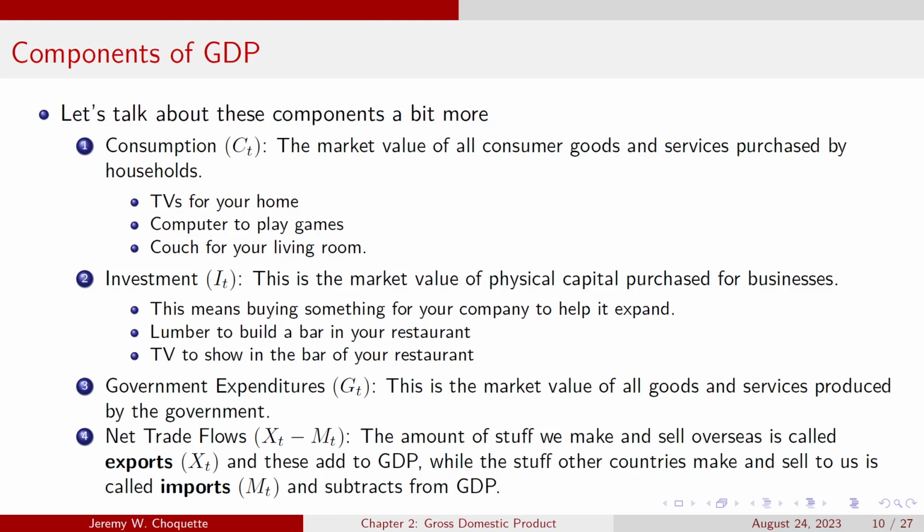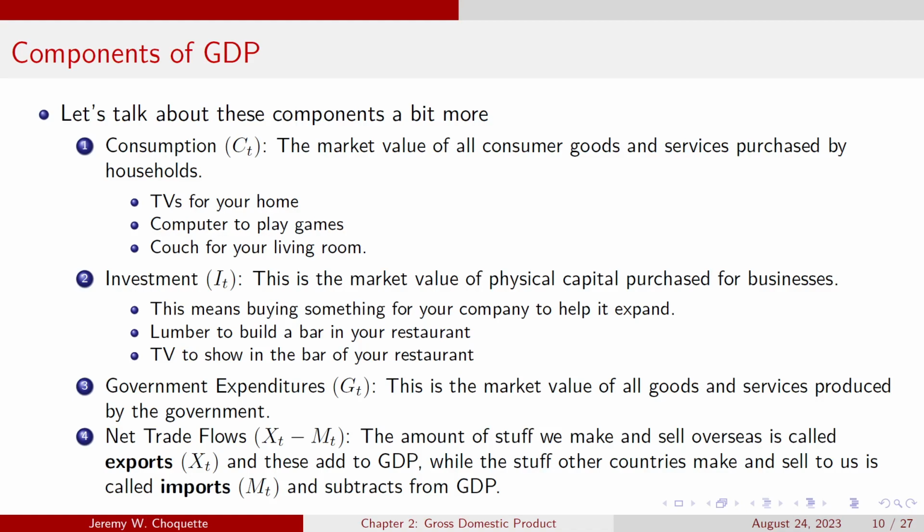Now, I do want to make it very clear. When you hear about investing in the stock market and all that stuff, that is not investment, right? Investment is firms purchasing or borrowing capital for the expansion of their business. So if you go out and buy stocks, right, that's not going to count as investment in GDP. Just wanted to make sure that caveat was taken care of. So the next thing that we got, government expenditures. This is the market value of all goods and services produced by the government. So whenever the government wants to buy stuff, that counts as government expenditures.